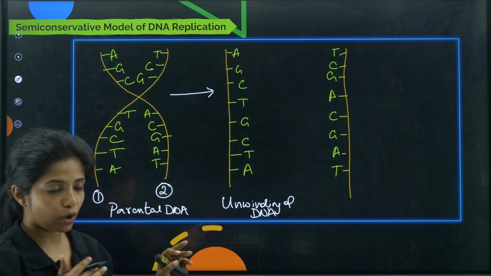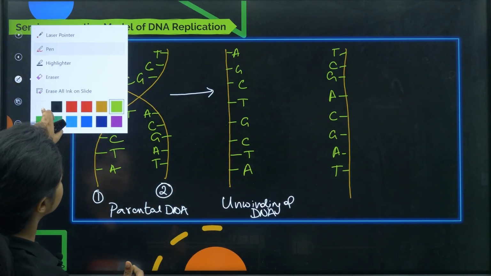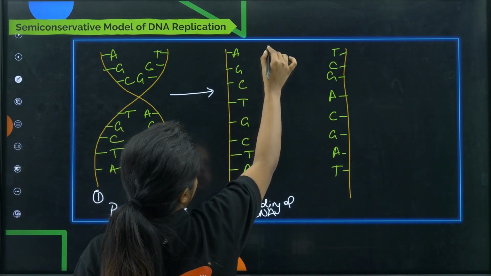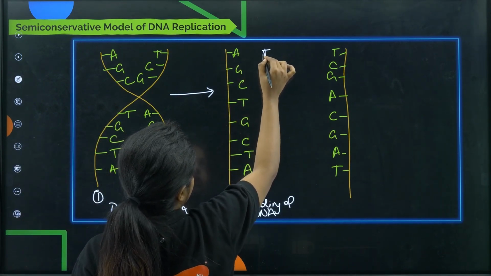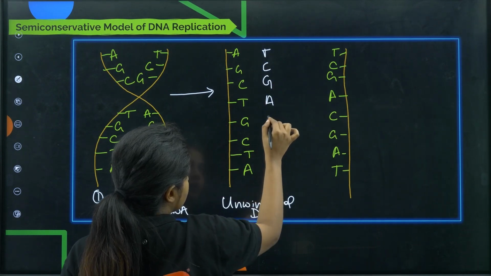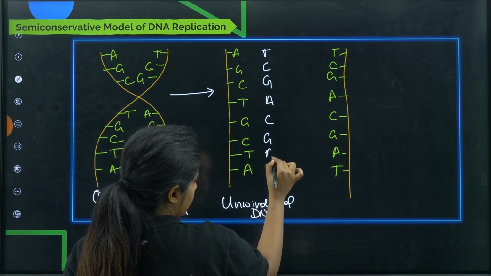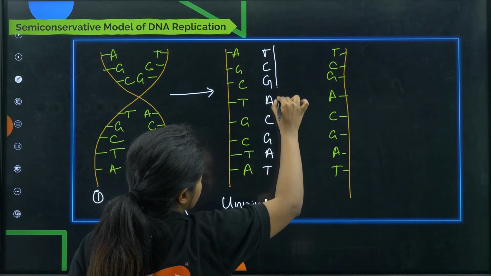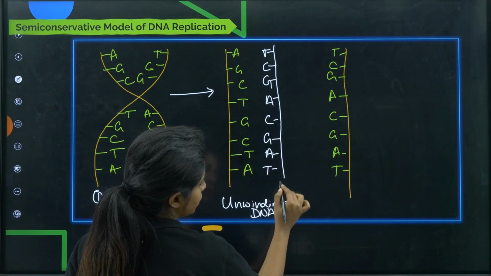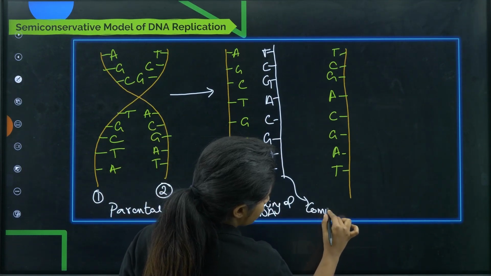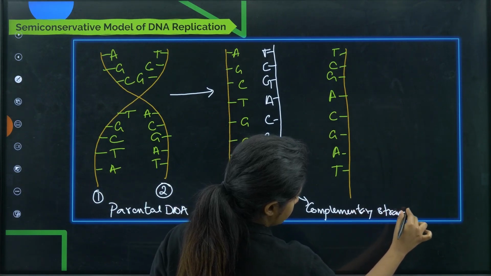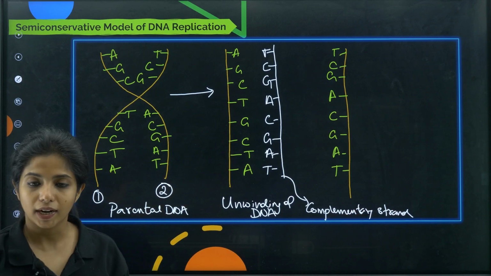So they unwind it, and now depending on what base pairs are over here, I'll make a new complementary strand. So here A is there, so I'll bring T over here. Here G is there, so I'll bring C over here. Here it will be G, here it will be A, here it will be C, here it will be G, A, here it will be T, and then tada! I have a new strand being formed. This is what, children? This is a complementary strand.